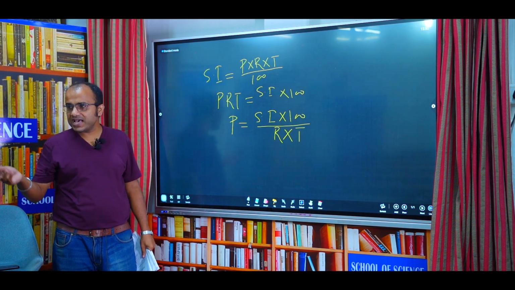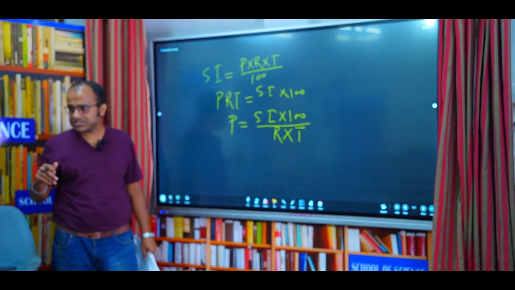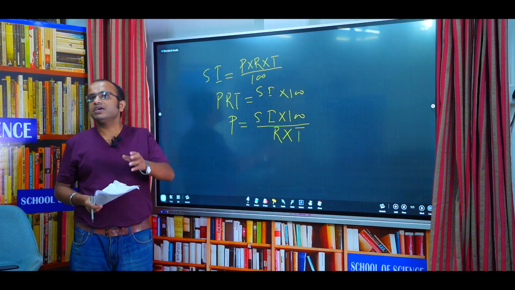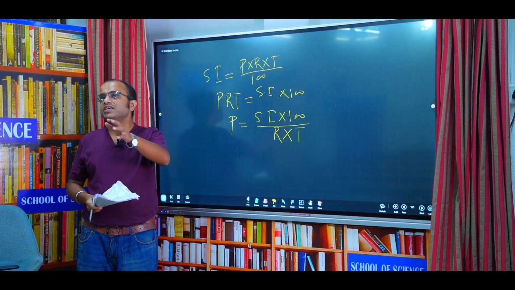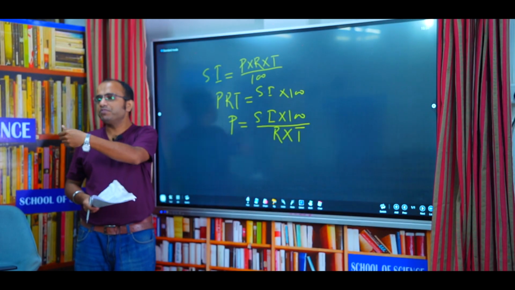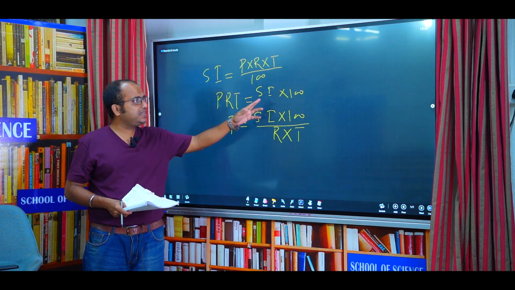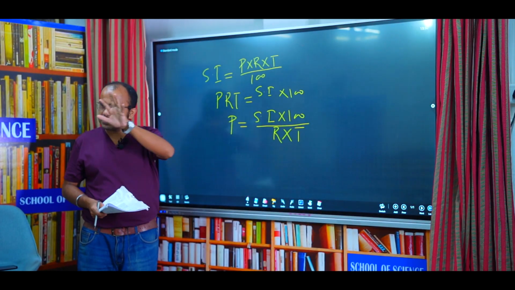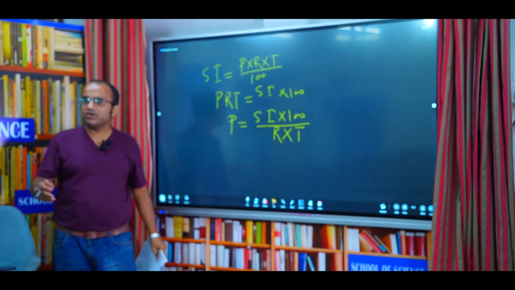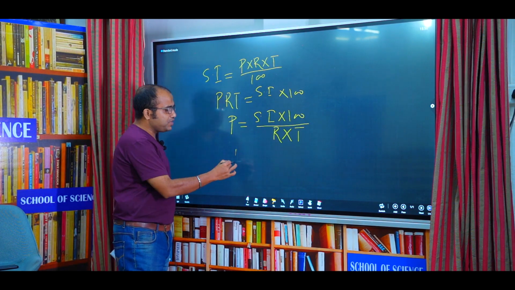Now suppose they are asking what is the rate of interest, where it is given that much principal amount is deposited and you are getting that much simple interest. Everything is given, that means other than R, all the values may be given. If they are asking what is the value of R, then what is the formula for R?